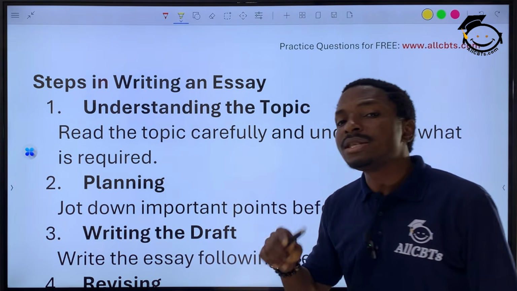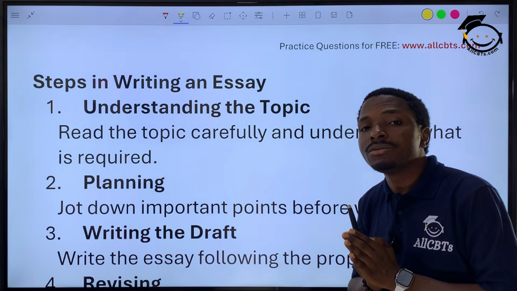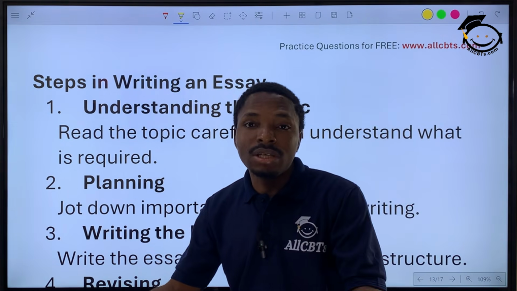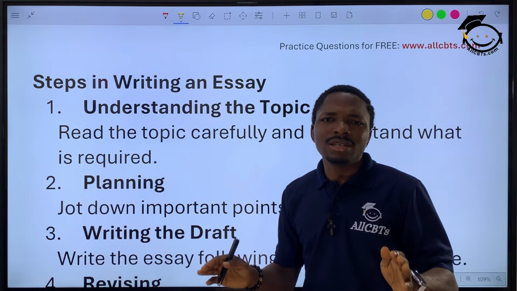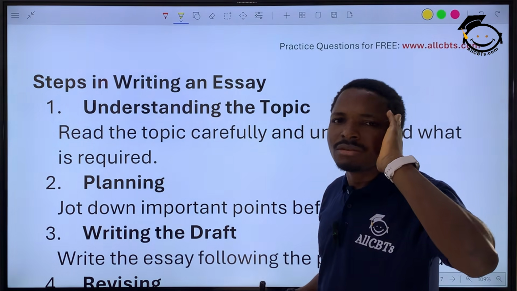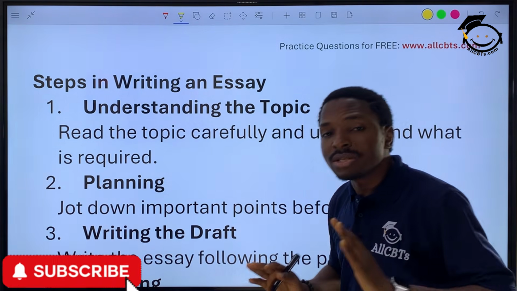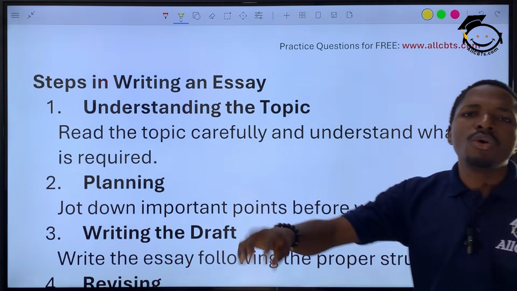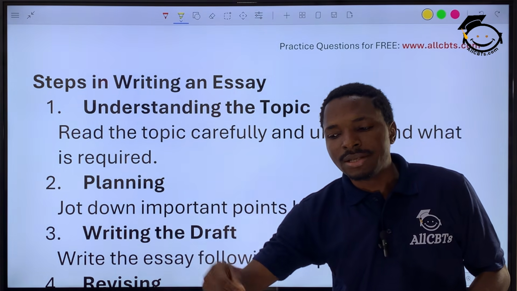Now, what are the steps in writing an essay as we conclude? Understand the topic you want to write on. Don't just jump into the essay. When you get to the exam hall and you are given the essay you're supposed to write on, take some time, 30 seconds, a minute or 2, to think about the topic, to understand, to get clarity on the topic, and then plan what you want to write. So understand the topic, plan what you want to write, jot down important points on that topic. Okay, I'll talk about this first, then this first, then this, then this.